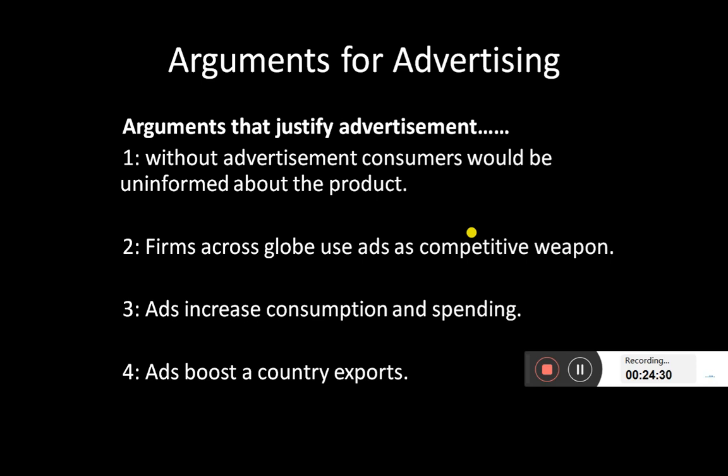Like for example, we have some digital scanning machines. If advertisement is not done, I won't know whether these are available in the market or not, is it?